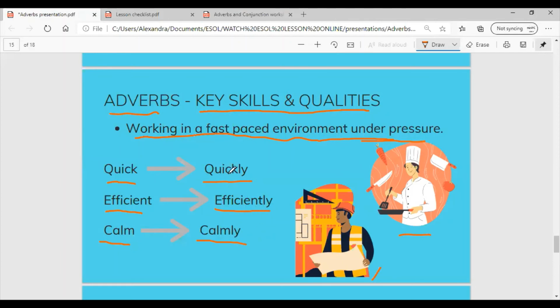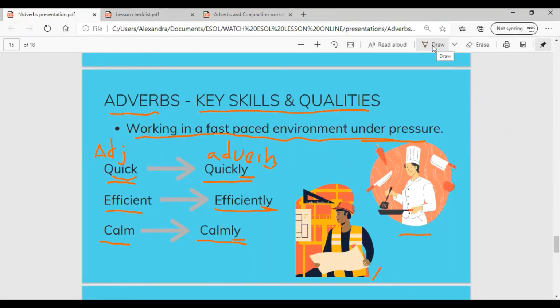So these are three really key skills and qualities which you can see in their adjective form and their adverb form. Here we have them in the adjective form, and here we have them in the adverb form. You can also see how they've been turned from the adjective into the adverb. Here we have the root word quick, and to turn it into the adverb, you add the ly. So quickly, efficiently, and calmly. These adverbs tell us how the action has taken place.